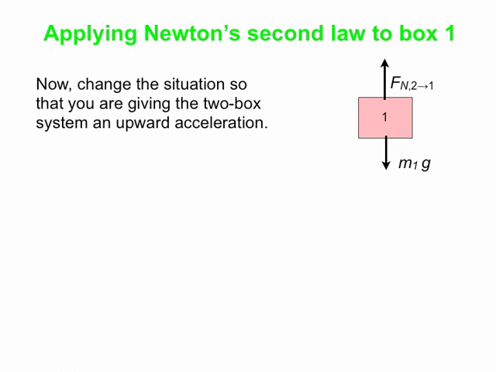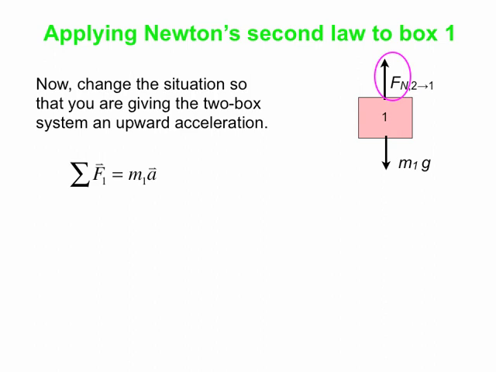Okay. Now we're going to change the situation. So now you're picking these boxes up and giving them an upward acceleration. So what do we change on our free body diagram? Well, it turns out that we're stuck with the gravitational force. We can't change that. But we need a net force directed up. Where it comes from is the fact that the normal force applied by 2 on 1 increases in size.